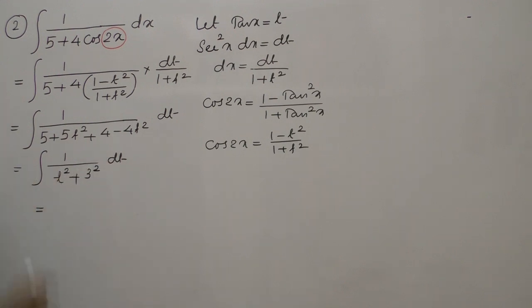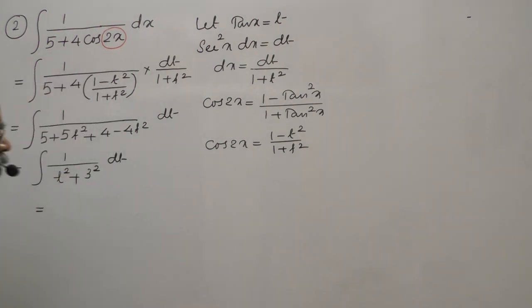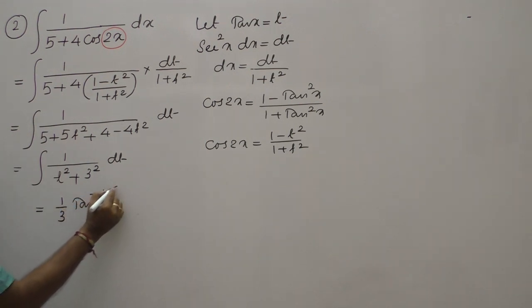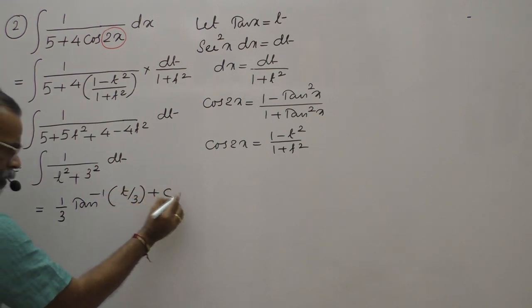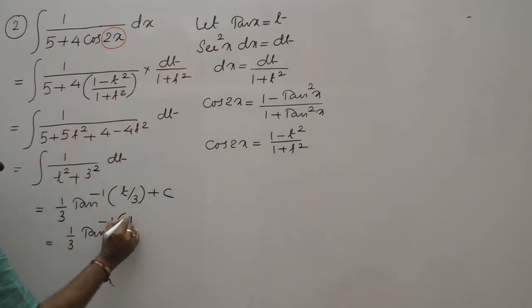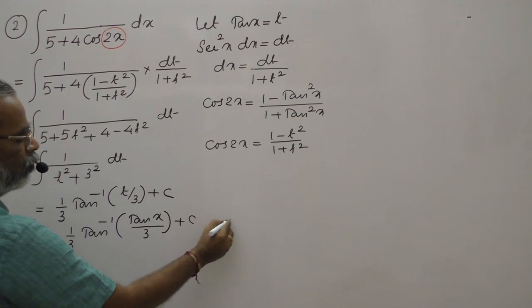What is this? Again a standard integrand. Integral 1 by x square plus a square. For this, what is the answer? 1 by a into tan inverse of x by a. Here x is t and a is 3, plus c. Therefore finally 1 by 3 into tan inverse of, in this problem what is t? t is tan x, not tan x by 2. Here it is tan x only, plus c.